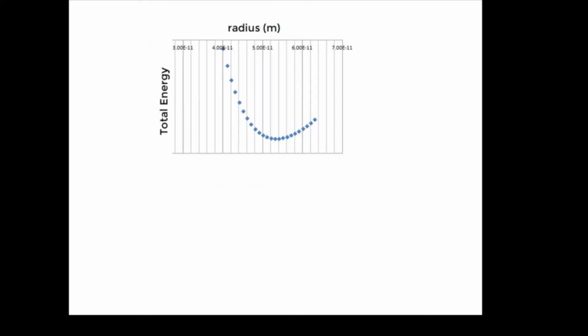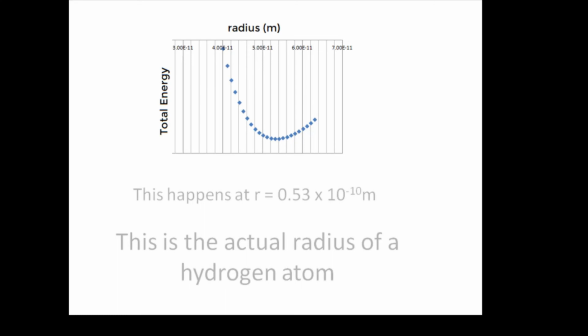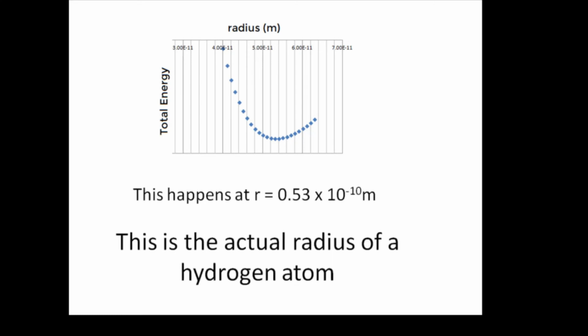Or you could do what I've done here, which is, we know the value of all the constants, so we can put it into a spreadsheet and work out the total energy for lots of different values of r. There is a value of r where the total energy is a minimum, and that value is, drum roll, 0.53 times 10 to the minus 10 meters off my spreadsheet.